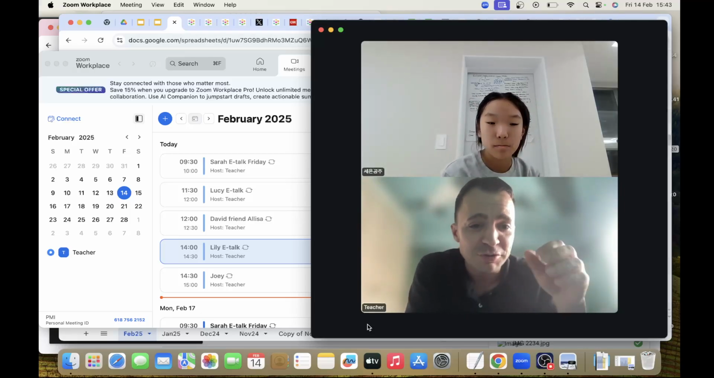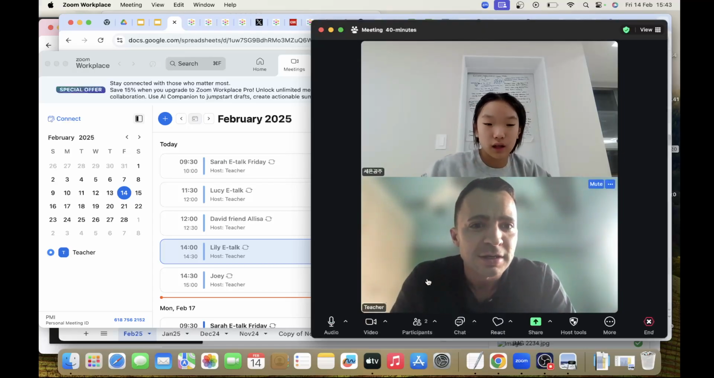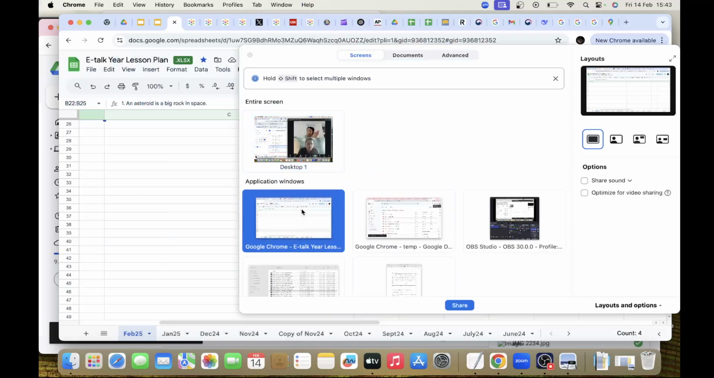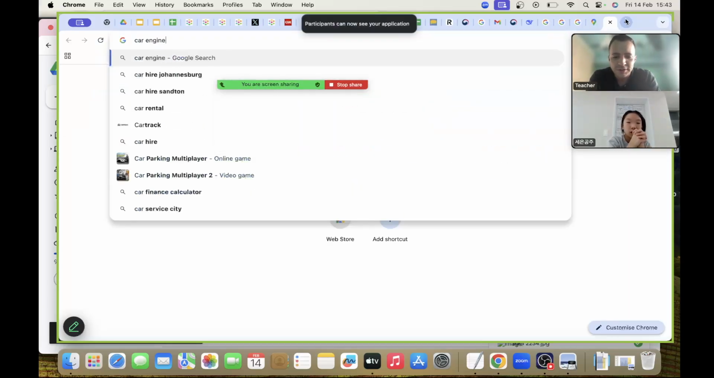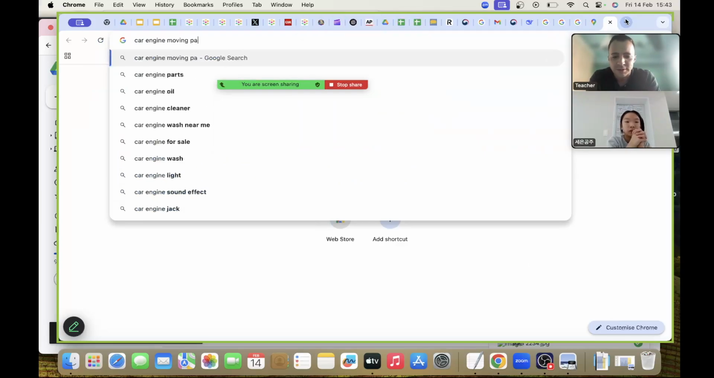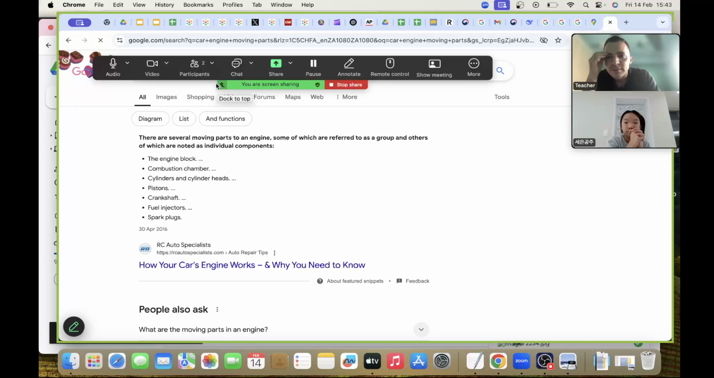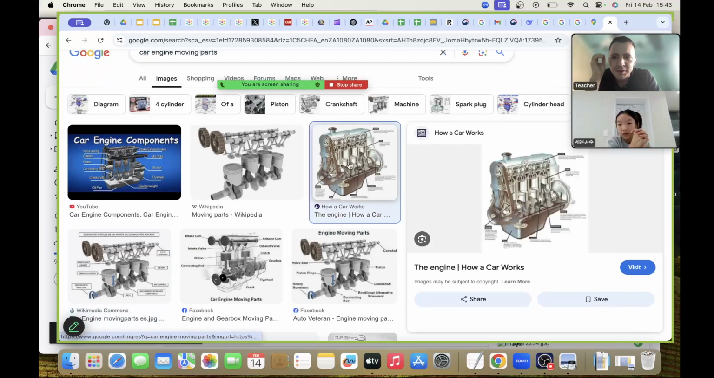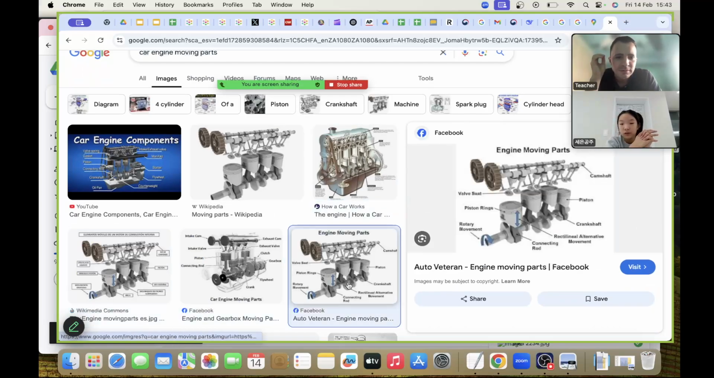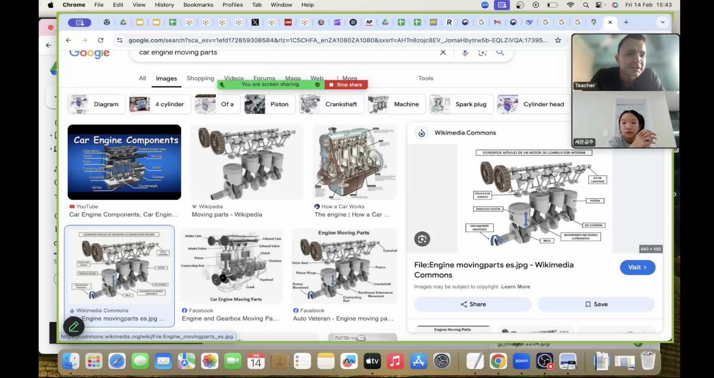So inside the engine, there are lots of moving parts, right? Let's have a look here. I want to show you some pictures. Car engine moving parts. Right, here they are. Let's go to a bigger picture. You can see these parts, right? They're all moving, exactly like you put your hands together and rubbed your hands together. These parts are doing the same thing in the car engine.